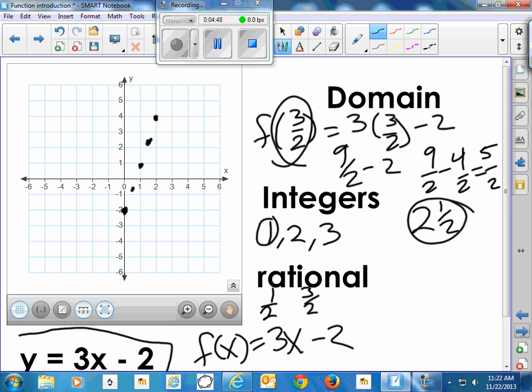So the domain, you can choose whether you're going to use integers or if you're going to use all numbers. And one way to indicate that you're going to use all numbers is you could say all rational numbers. So that includes any fraction. I just showed a couple simple ones there.